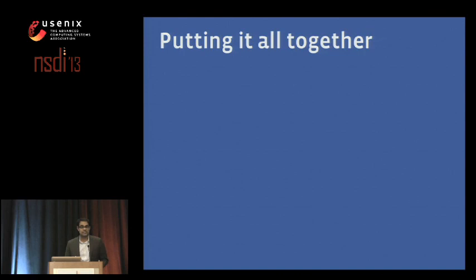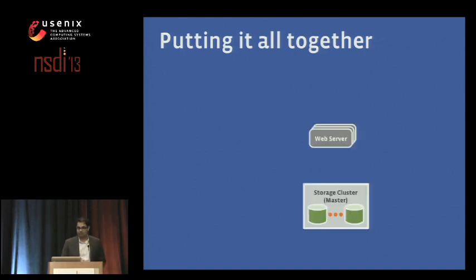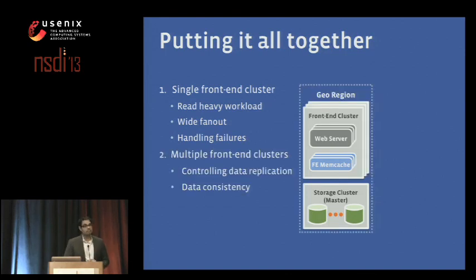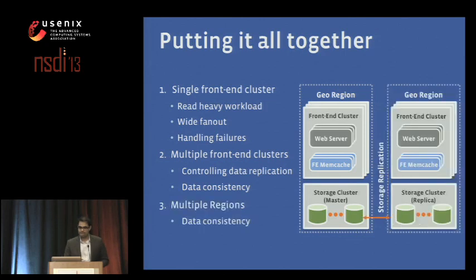So circling back and putting it all together, we first started off with a few web servers and some databases. We then added a front-end cluster. Here, the problem was how do we deal with a read-heavy workload? How do we do wide fan-out? And how do we handle failures in the system? Then we scaled out to multiple front-end clusters. Controlling data replication and data consistency was an interesting problem here. And then, finally, we moved on to multiple regions.